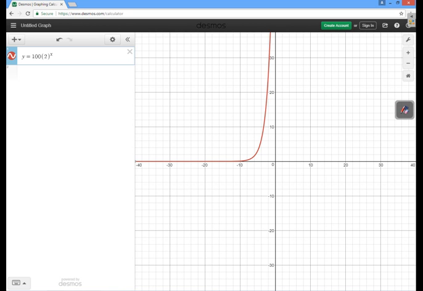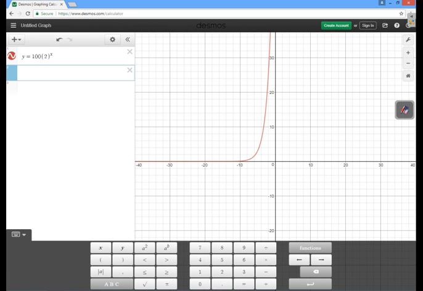Then I'm going to write the second equation, so it's y equals 100 bracket 3 to the power of x. The blue one is the second one, because it's indicated by a blue dot next to the equation. The red one is the first equation, indicated with a red dot next to the equation. This is how I know which one is which.